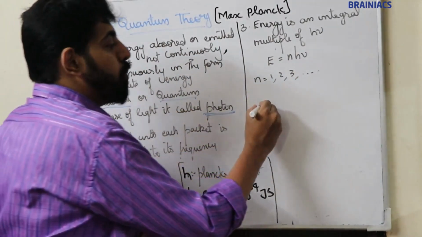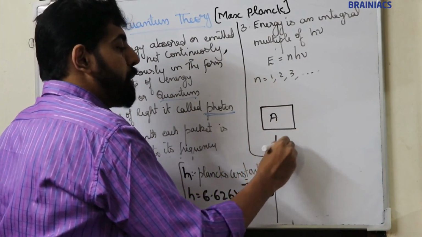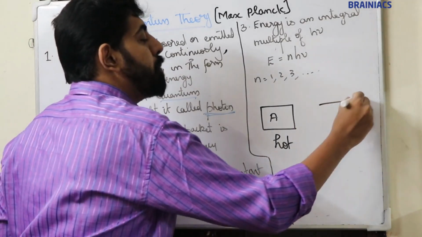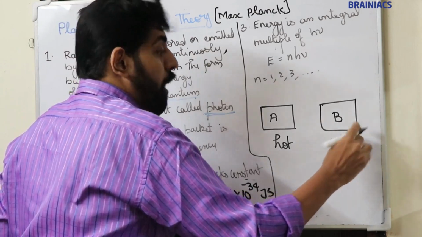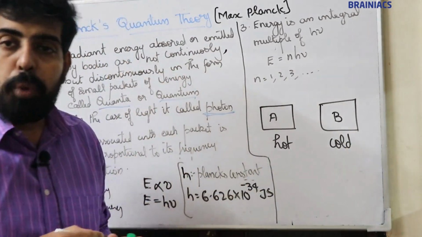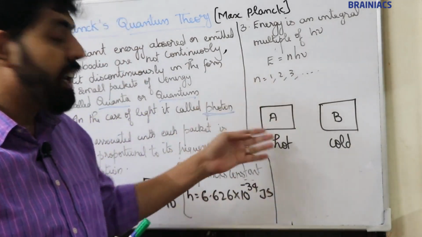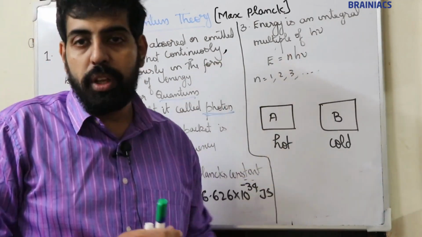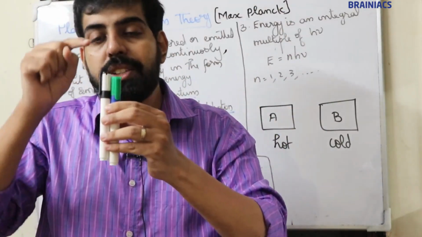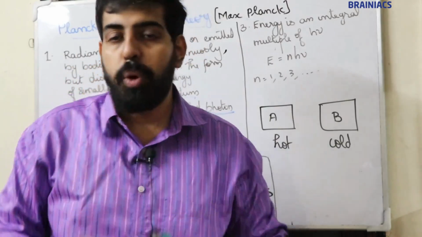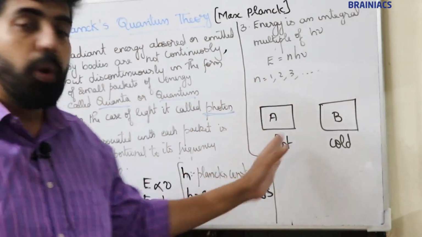Suppose consider two bodies, A body and B body. Let A be a hot body and B be a cold body. When you place this cold body near to a hot body, obviously energy will flow from the hot body to the cold body. I think it's clear till here.